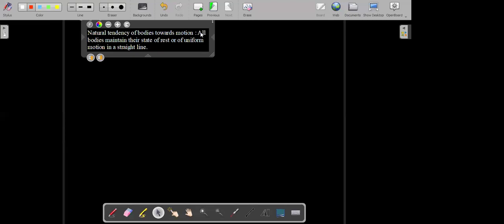Finally, it was Galileo Galilei who said that it is the tendency of all the objects not to be stationary, but to remain in their state. If they are in the state of rest, they must remain in their state of rest. If they are moving, they must remain in their state of motion. This natural tendency of the object to maintain their state of rest or of uniform motion in a straight line was called inertia.